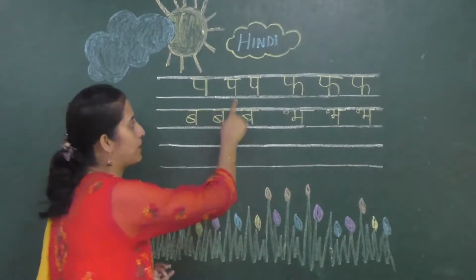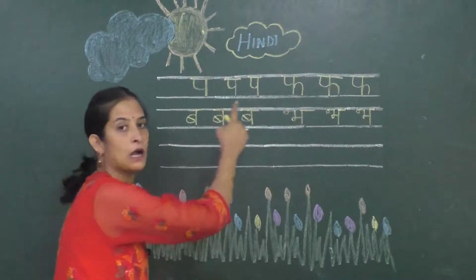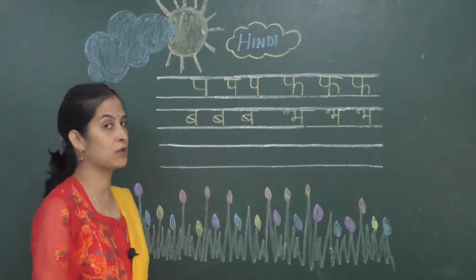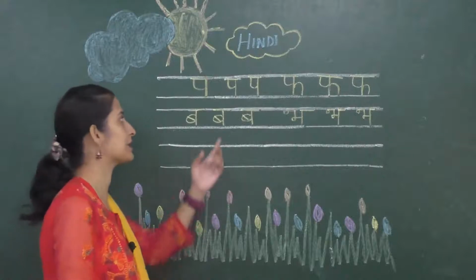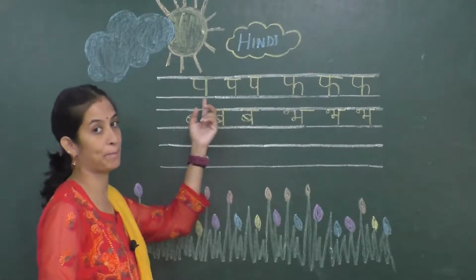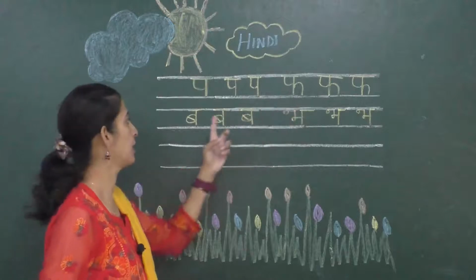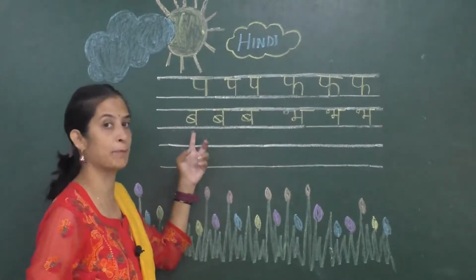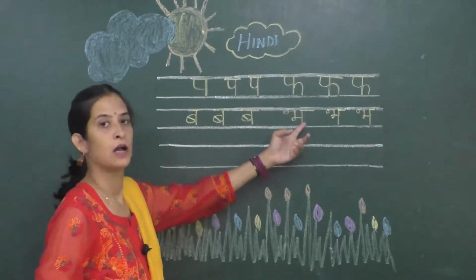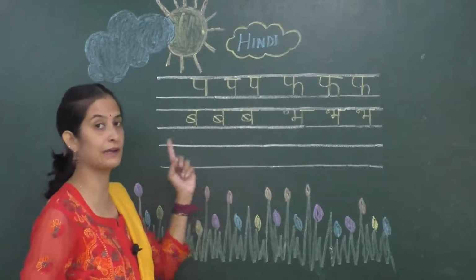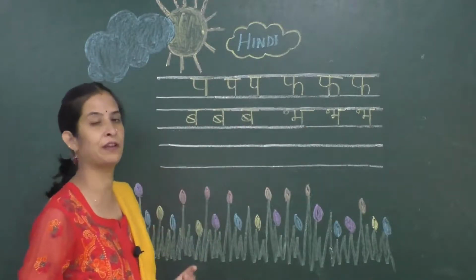Okay, so pa, fa, ba, bha. Don't get confused with the pronunciation of each letter. Okay, this is pa, pa se patang, fa, fa se fal, ba, ba se bakri, bha, bha se bhalu. Okay, all the letters are different. They all have different sound.